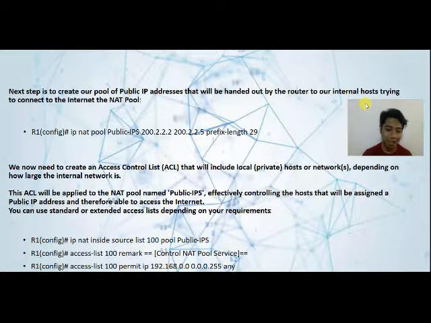Next is access-list 100 remark control NAT service. The third one will be access-list 100 permit ip 192.168.0.0 0.0.0.255. Correct.